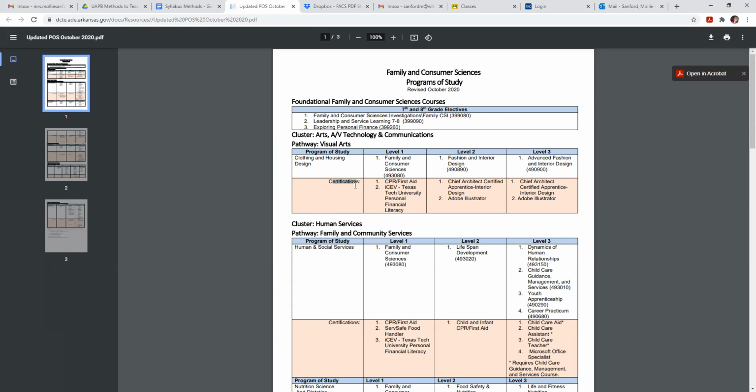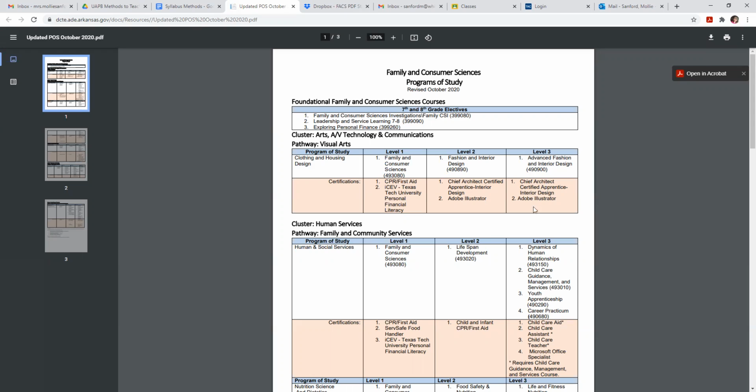Underneath here are certifications that students should be earning in these courses, such as CPR and First Aid, which should be taught or earned in the FCS course, or you could do financial literacy. In Fashion and Interior Design, there's a Chief Architecture certification or Adobe Illustrator, because these are industry recognized certifications that would help students who are majoring in this or are going to go into this job field have a leg up or advantage over others when entering industry and workforce.